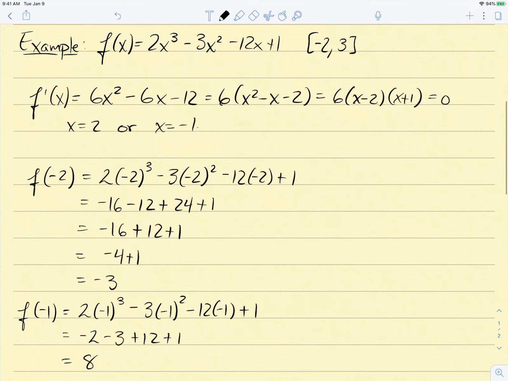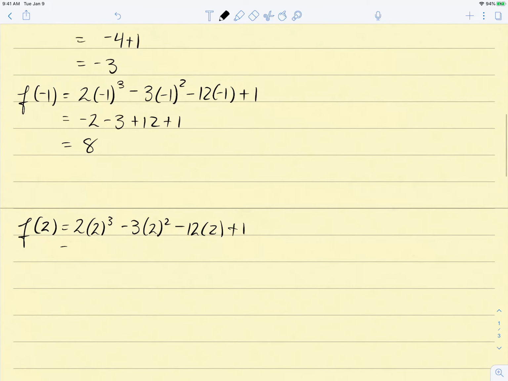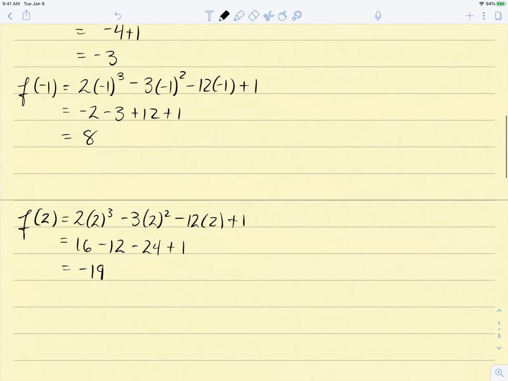Going back up here. We still need to check numbers 2 and 3. So plug those into our function. So f of 2 is 2 times positive 2 cubed minus 3 times positive 2 squared minus 12 times positive 2 plus 1. That gives us 2 times 8 is 16. 3 times 4 is 12. 12 times 2 is 24 plus 1. So 16 minus 12 is 4. Minus 24 will give me negative 20 plus 1 is negative 19.